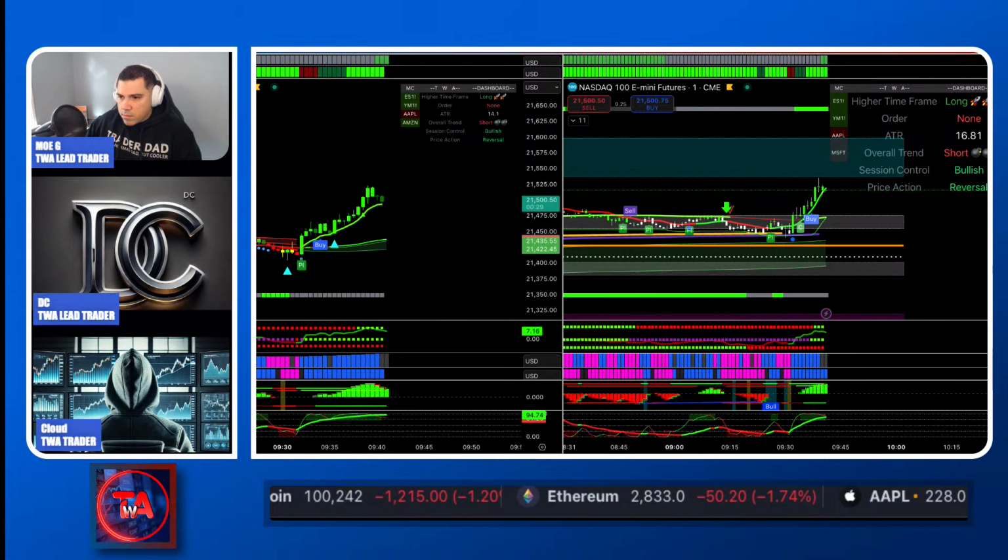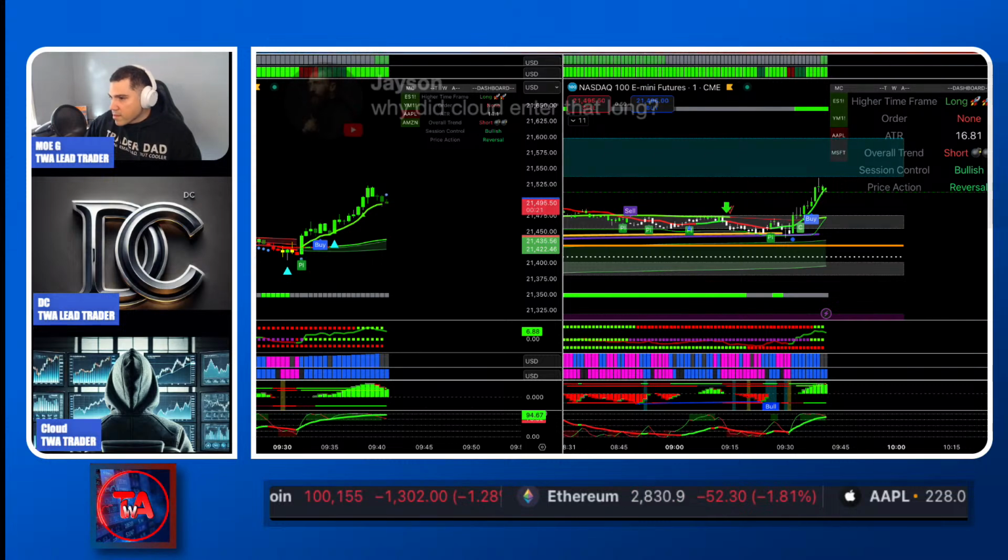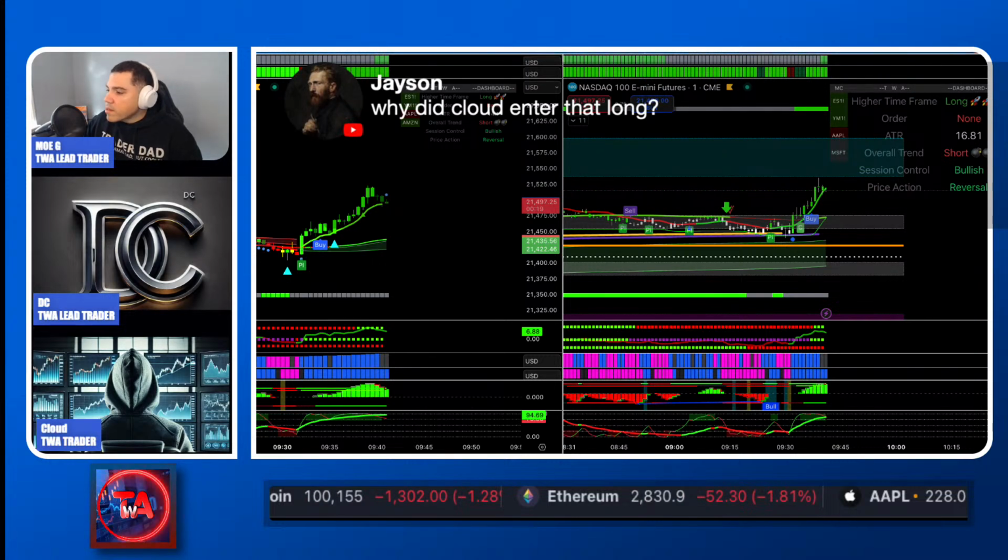Why did Cloud enter the trade? Because he's Cloud. That's why. Well, multiple things. Since I'm in this trade, I'm actually looking for another entry, but multiple things.